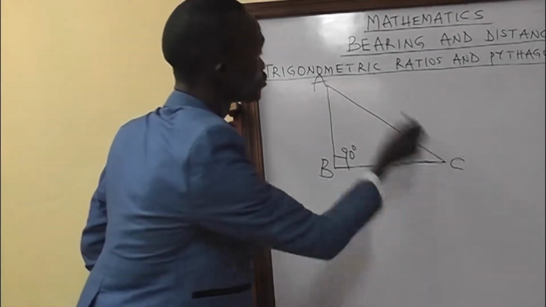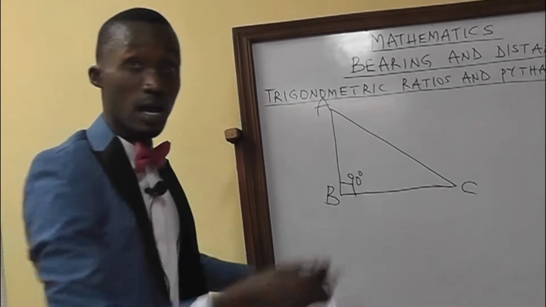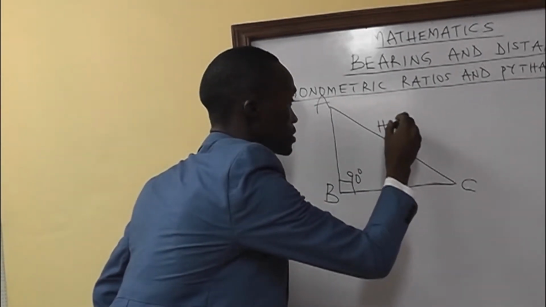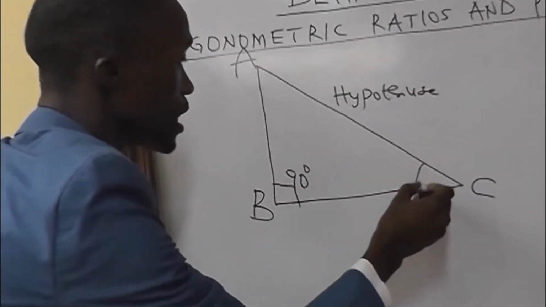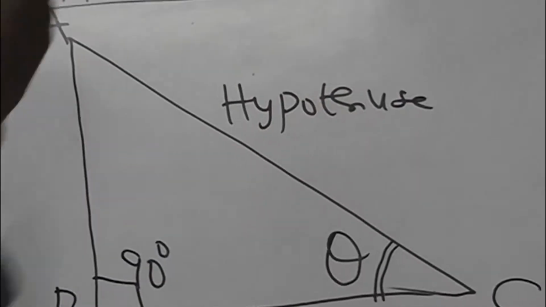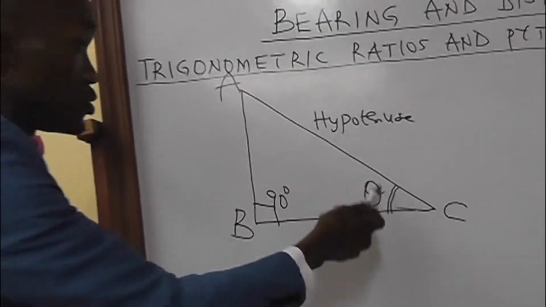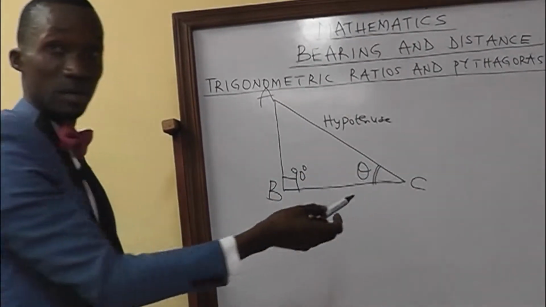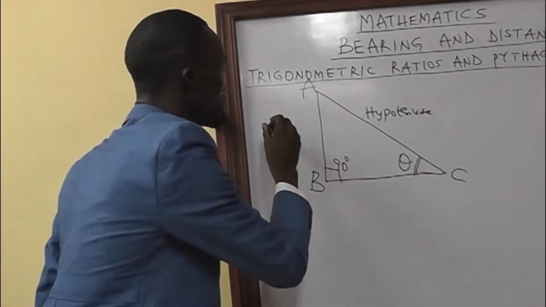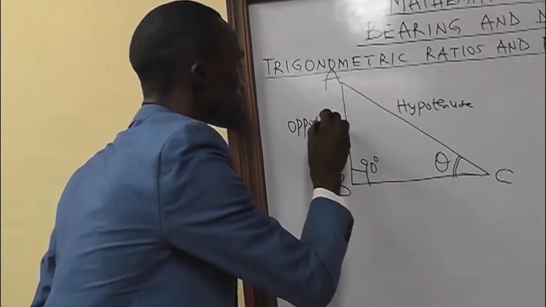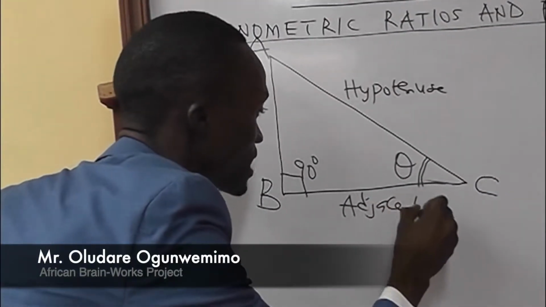Now, when we have a right angle triangle, there is a particular side that is facing that right angle, and that is what we call the hypotenuse. Now, if you consider this angle, if you label this particular angle theta, or we can use any other thing to label it, we can use alpha, we can use beta, we can use anything, but I'm using theta for now. So the side that is facing that angle is what we call the opposite side. And the other side is what we call the adjacent side.